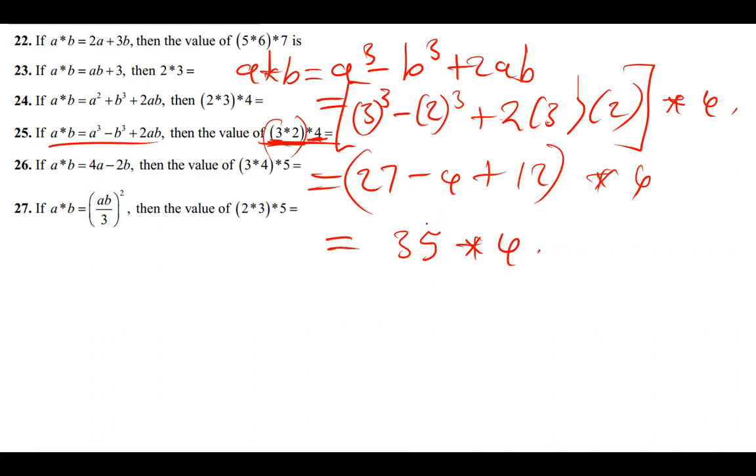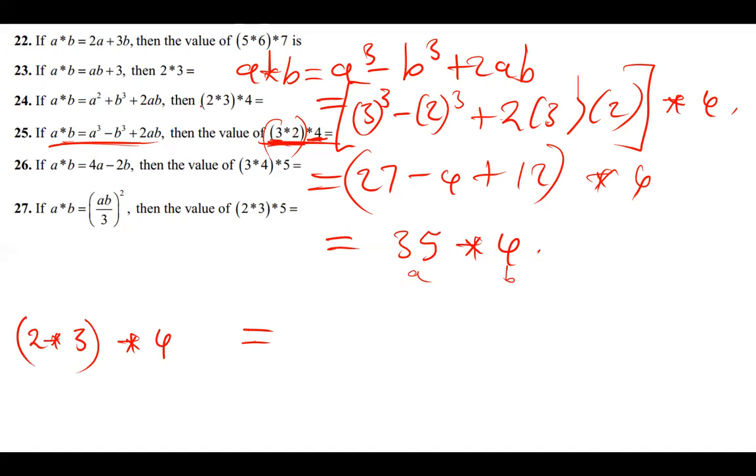So this is why I said these are very big numbers. So our A becomes 35, our B becomes 4. So what is A and B? We put these numbers in this expression. So let me write the whole expression here. We have 2 star 3 and then star 4.